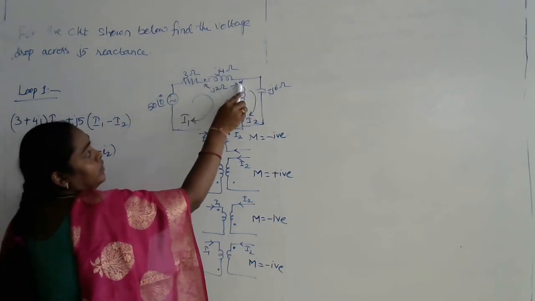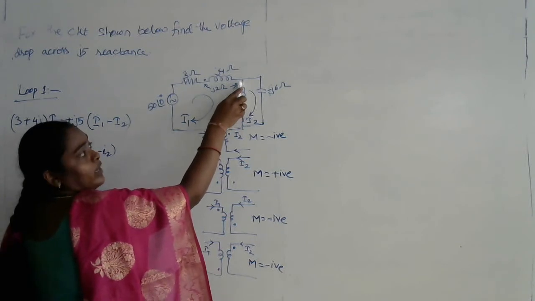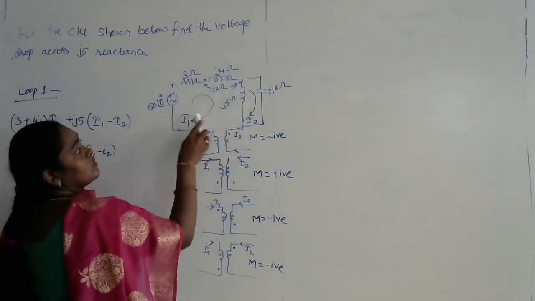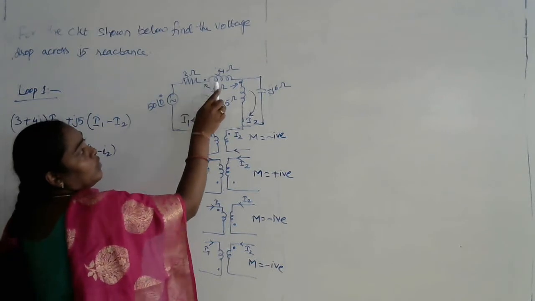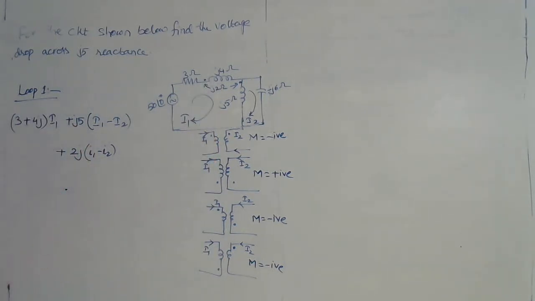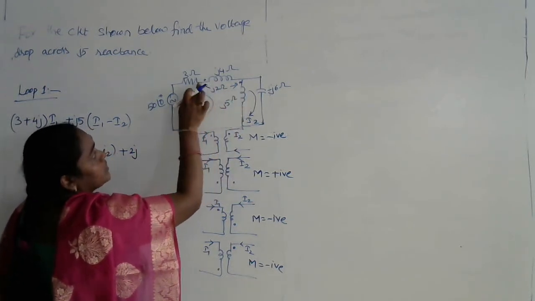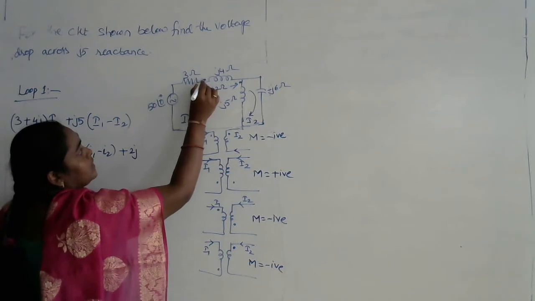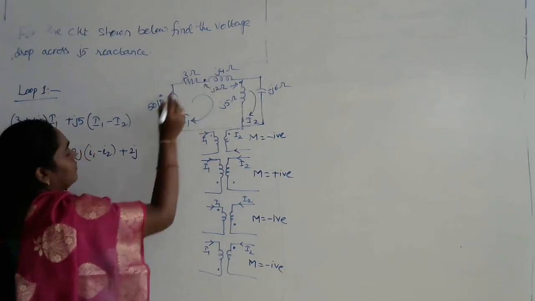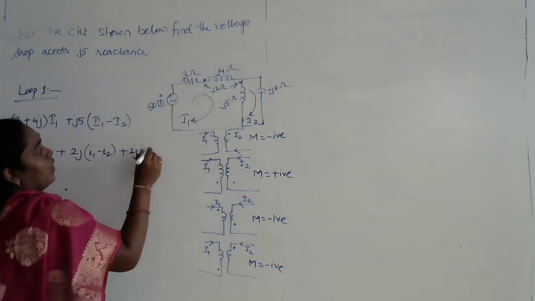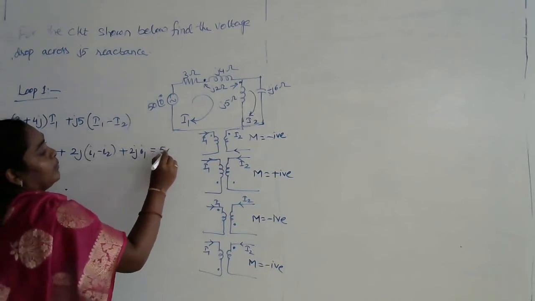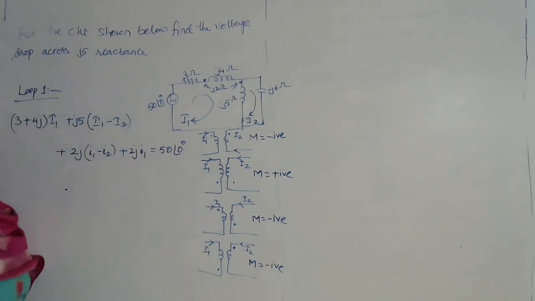Now I need to write down the expression for this second dot. In case of the second dot, the current flowing is dot to coil. So here also dot to coil. Both are in the same direction. That is the reason I need to write down plus 2j. But for this dot, the opposite current is this current. In this dot, the current flowing is only I1. So plus 2j into I1, which is equivalent to applied voltage 50 angle 0 degrees.